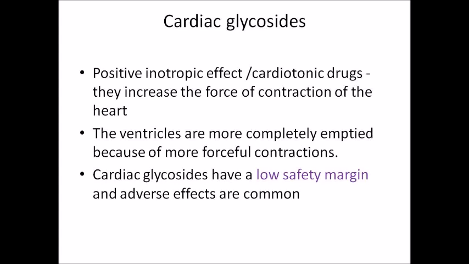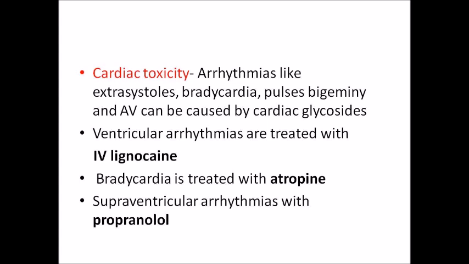But these drugs have a low safety margin and they have many adverse effects. Arrhythmias like extrasystoles, bradycardia, pulsus bigeminy, all these can be caused by cardiac glycosides. Ventricular arrhythmias can be treated with IV lignocaine, the common anesthetic solution we use as LA. Lignocaine is given IV to treat ventricular arrhythmia. Bradycardia can be treated with atropine. We already know atropine can increase the heart rate. So bradycardia can be treated with atropine. Supraventricular arrhythmia can be treated using propranolol.